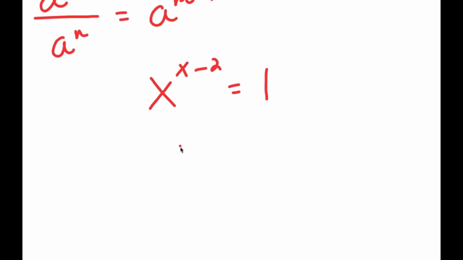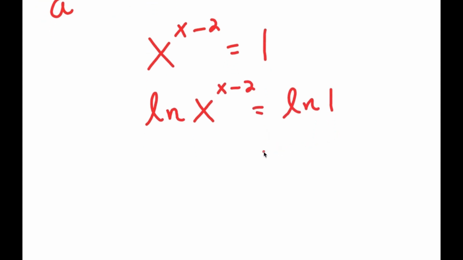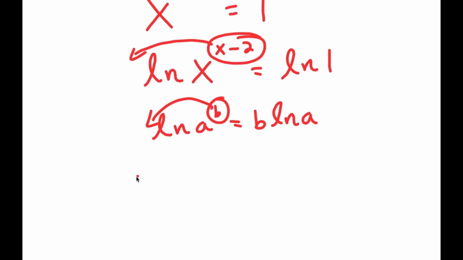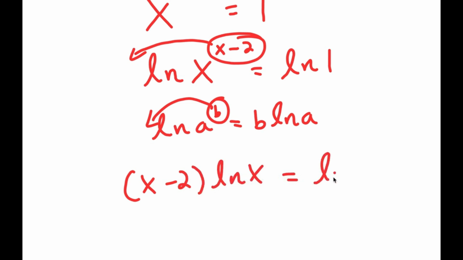Now, I'm going to take the natural log, or ln, on both sides. So I get ln of x to the power of x minus 2 is equal to ln 1. So if I have something in the form ln of a to the power of b, I can move this exponent b to the front. So it's going to equal b times ln a. So in this case, I have ln of x to the power of x minus 2, and I can move this to the front. So I get x minus 2 times ln x is equal to ln 1.